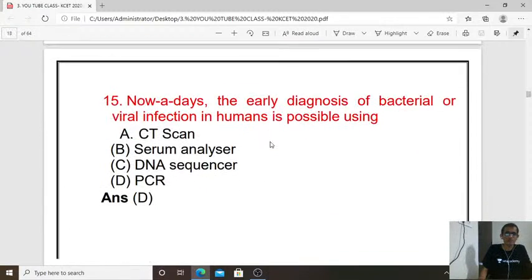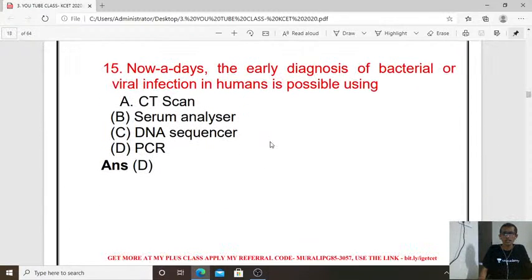Next, the 15th one. Nowadays, the early diagnosis of bacterial or viral infection in humans is possible using what? CT scan, serum analyzer, DNA sequencer, and PCR. PCR is the right answer. So D is the right answer, where early diagnosis of bacterial or viral infection, in the starting stage, can be identified by using PCR.